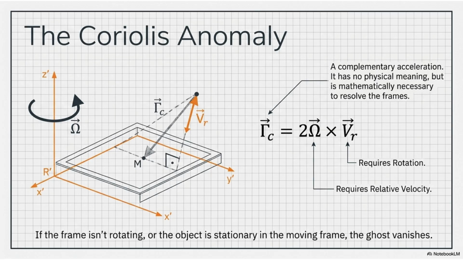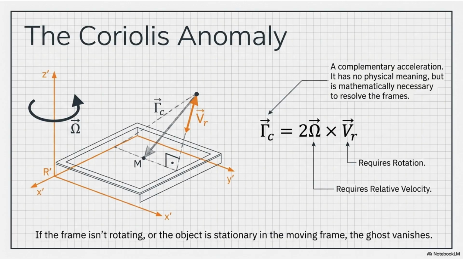The Coriolis term is given by γ_c = 2ω × v_r. This equation tells us that the Coriolis acceleration appears when two conditions are present. First, the reference frame must be rotating, meaning that ω is not equal to 0. Second, the object must have a non-zero relative velocity inside that rotating frame, meaning that v_r is not equal to 0. If either of these conditions is absent, the Coriolis term vanishes.